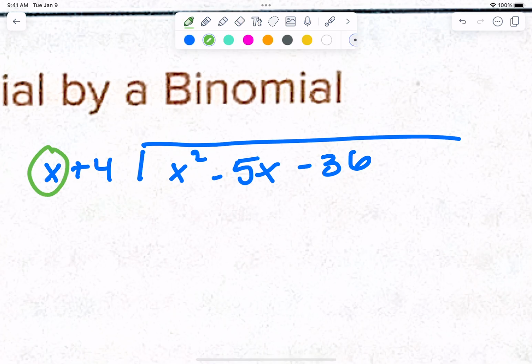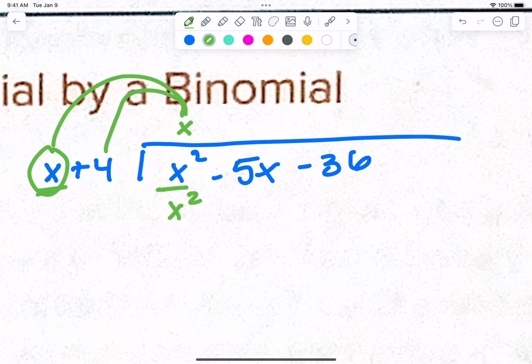We only look at the x. We wait on the 4 for later. What do you multiply by x to get x squared? X. He needs an x. X times x, I multiply back through, is x squared. X times 4 is plus 4x. And then, the most important part, you flip the sign. So minus, minus. X squareds cancel out. If they don't, you did it wrong.